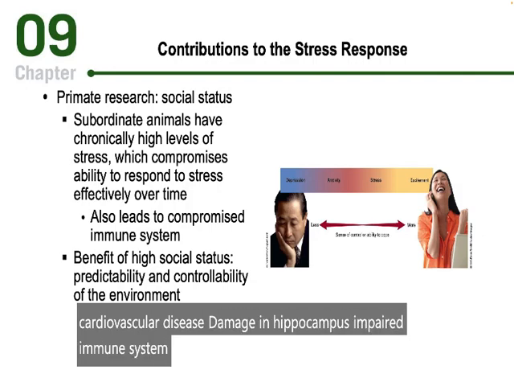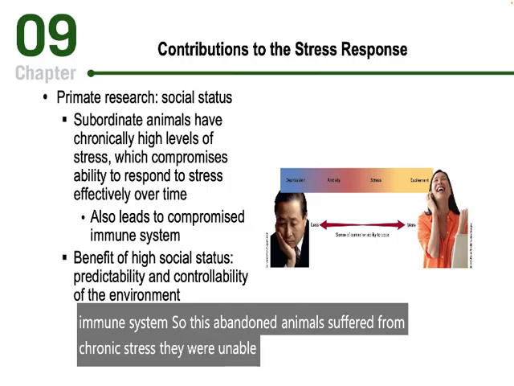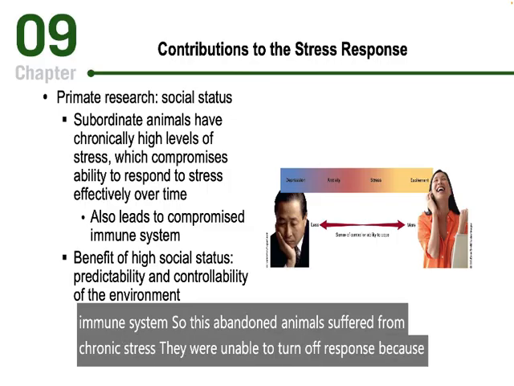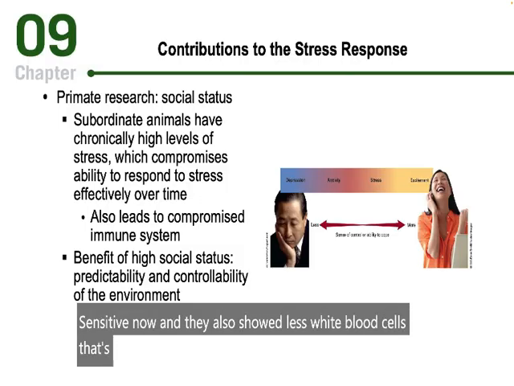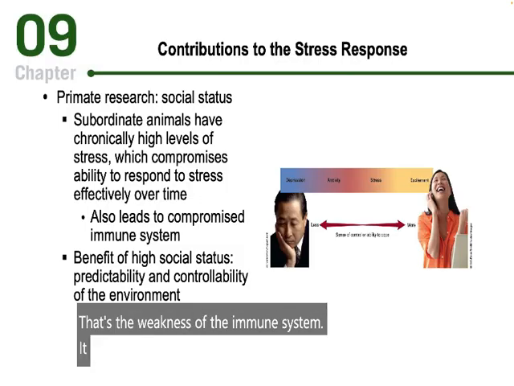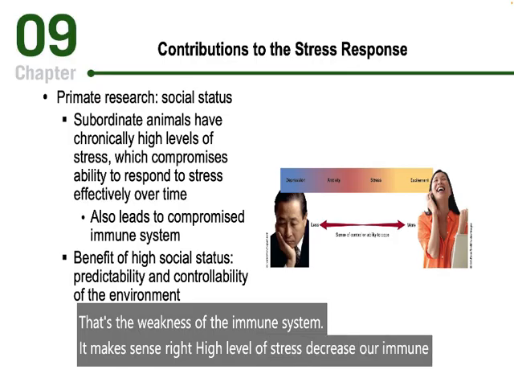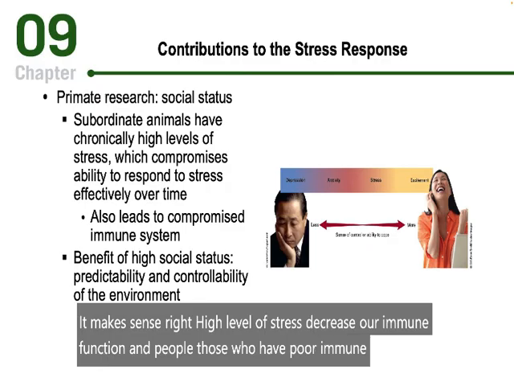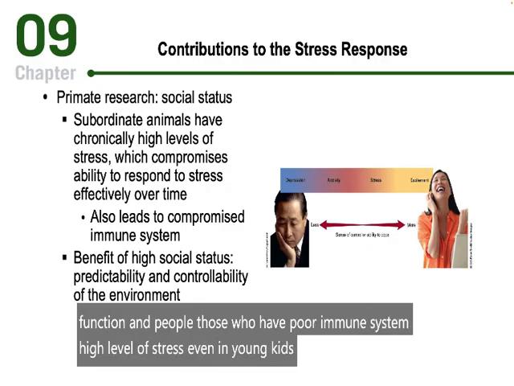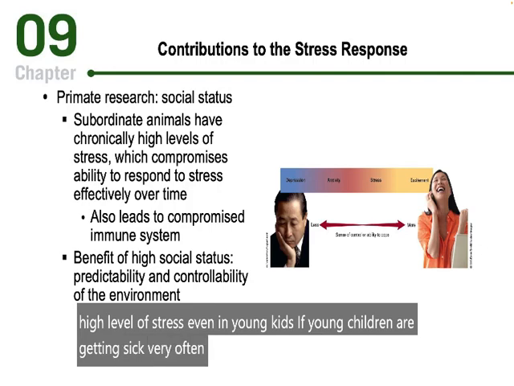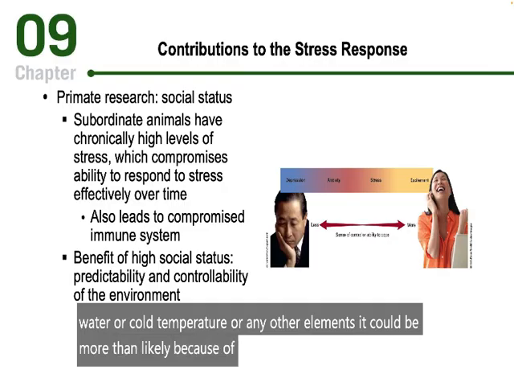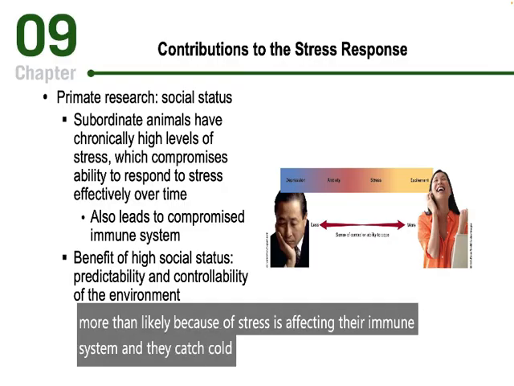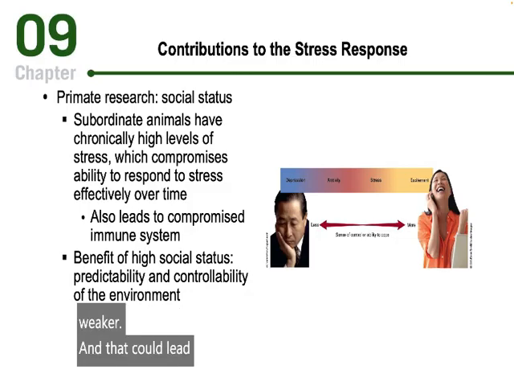So these subordinate animals suffered from chronic stress. They were unable to turn off the response because the HPA system is less sensitive now, and they also showed fewer white blood cells. That's the weakness of the immune system. It makes sense, right? A high level of stress decreases our immune function. And people who have a poor immune system and high level of stress, even young kids, if young children are getting sick very often without major exposure to rain or water or cold temperature or any other elements, it could more than likely be because stress is affecting their immune system. And they catch colds and they feel weaker, and that could lead to long-lasting damage.